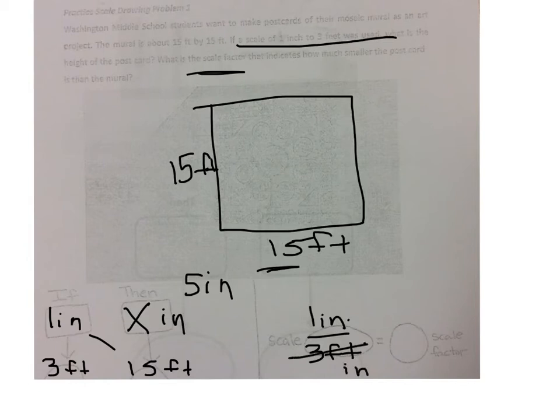So 3 feet, there's 12 inches in a foot. So 3 times 12 is 36. Now I have the units the same. So now I have my scale factor. Scale factor is 1/36, which is basically telling you that the postcard is 1/36 the size of the mural.